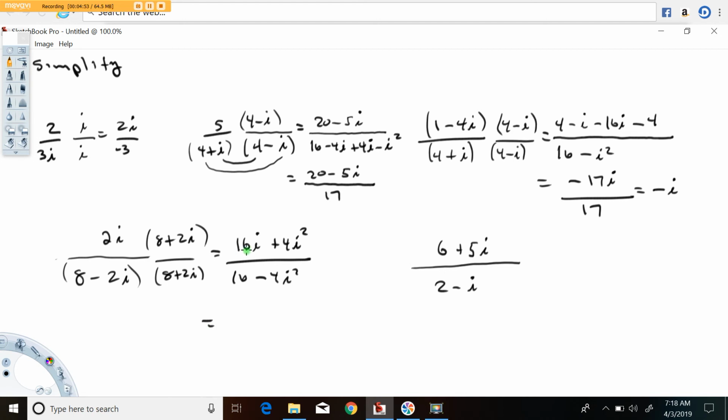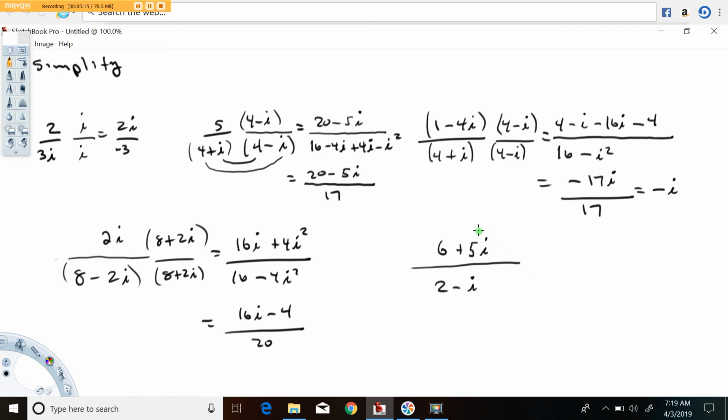Simplifying, let's see. Top of that thing is just 16i minus 4. Bottom is 16, and this is negative 1, so this is 16 plus 4, 20. And I'm just going to leave it just like that. We could simplify this into separate fractions, but I'm just going to leave it alone.